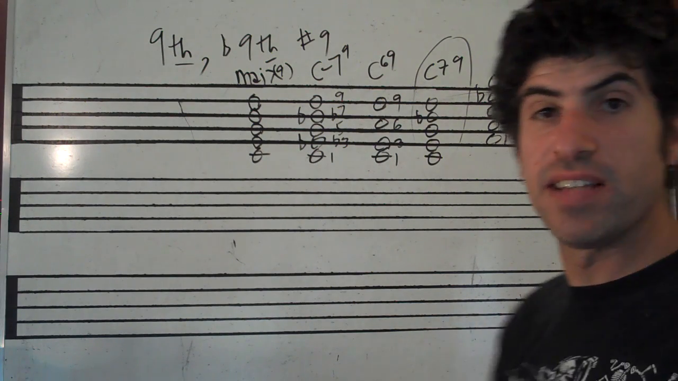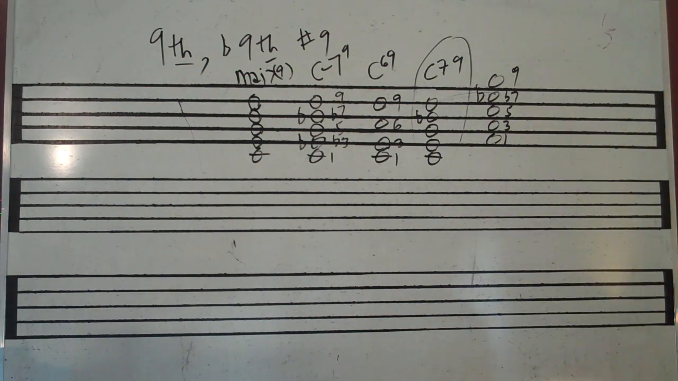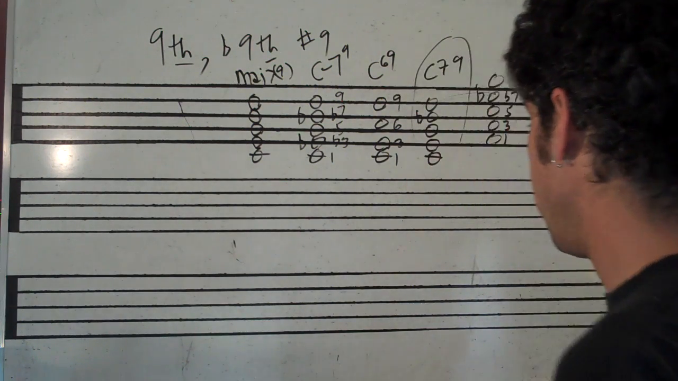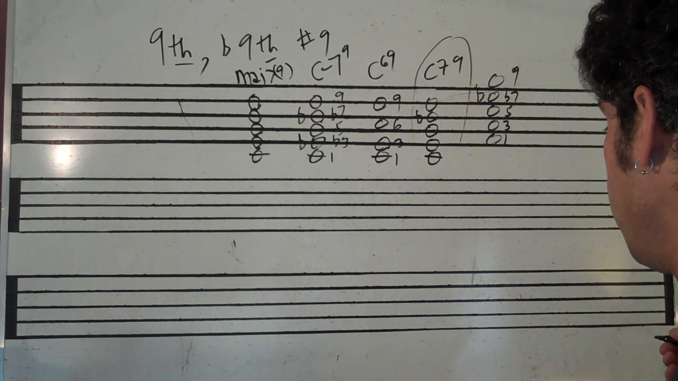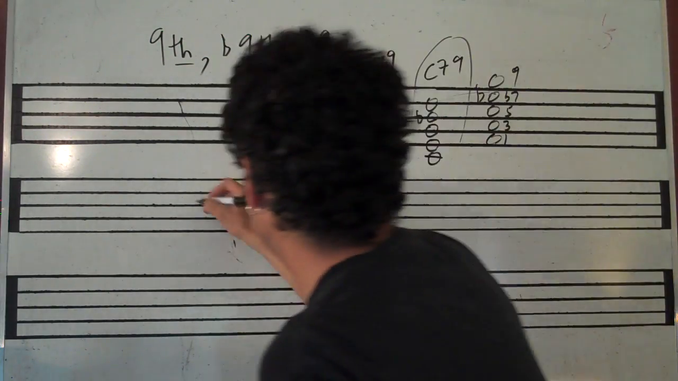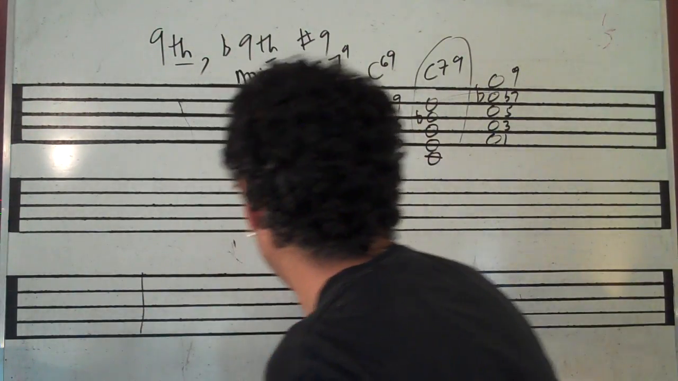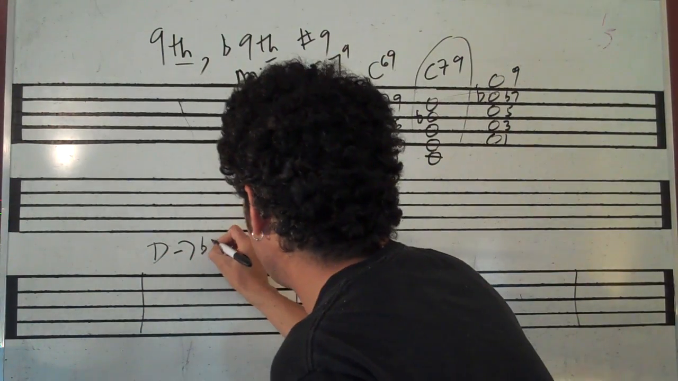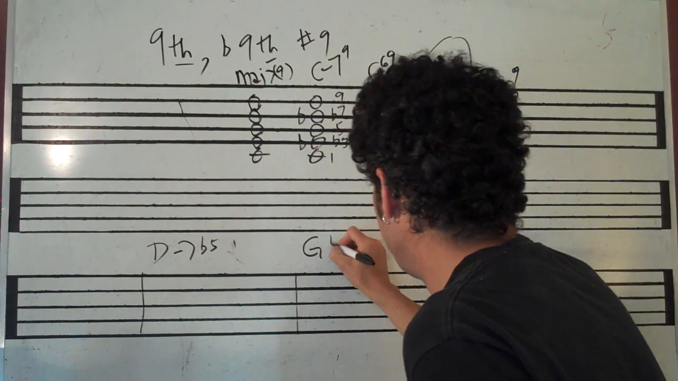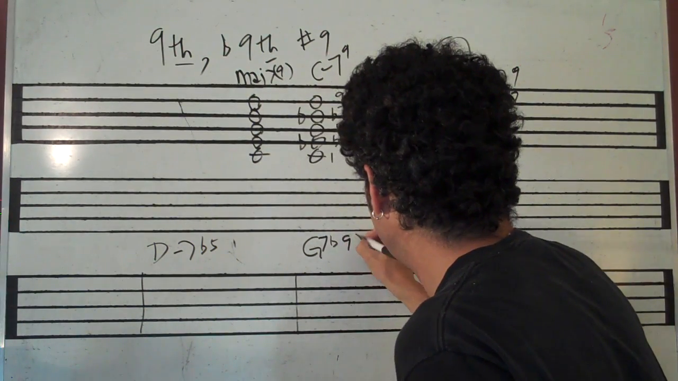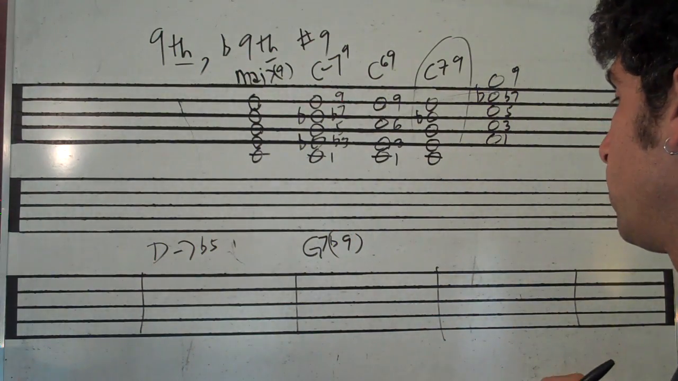Let's talk about dominant flat 9 chords. One instance that's real common that you'll see, especially in jazz music, would be this movement of. Well, let's write the chord. So you might see something like D minor 7 flat 5 to G7 flat 9.